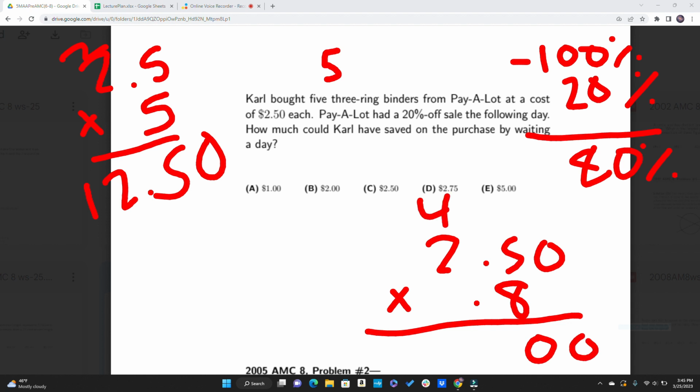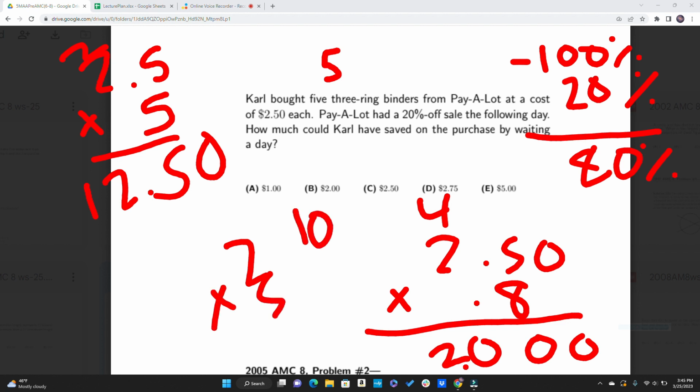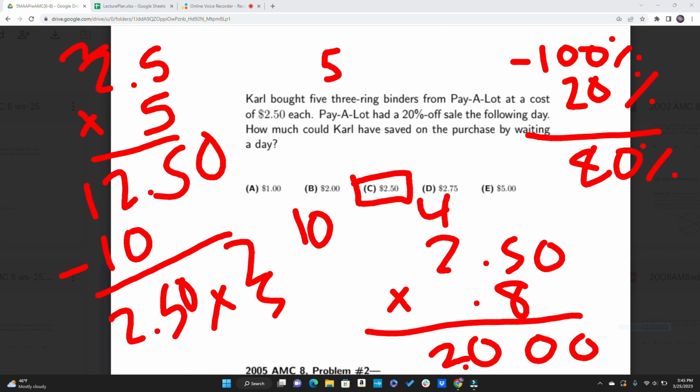So we get that on the sale day, the binders cost $2 each instead of $2.50. Okay, so if they cost $2 and Carl bought 5, instead of spending $12.50, he'd spend 2 times 5, that's $10 instead of $12.50. Okay, so how much would he have saved? Well, he'd save the $12.50 minus $10, the amount he would have paid, that gives us $2.50. So Carl would have saved $2.50 if he'd waited a day.